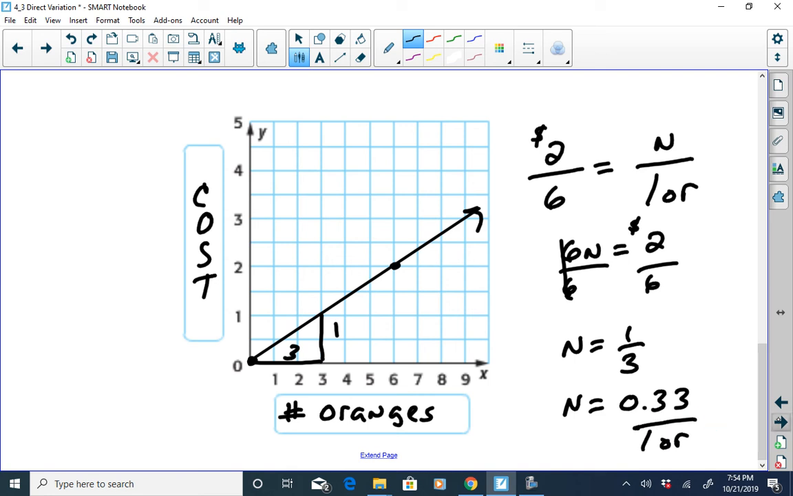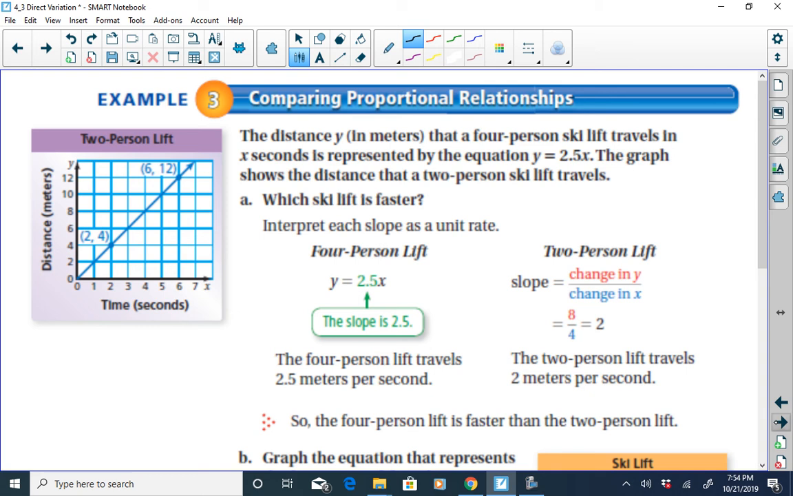All right. We continue. The distance, y in meters, that a 4-person ski lift travels in x seconds is represented by the equation y is equal to 2.5x. The graph shows the distance that a 2-person ski lift travels. So there's our graph. We look at that slope there. We see a change in y of 2, a change in x of 1. So for the 2-person lift, we have a slope of 2 over 1.